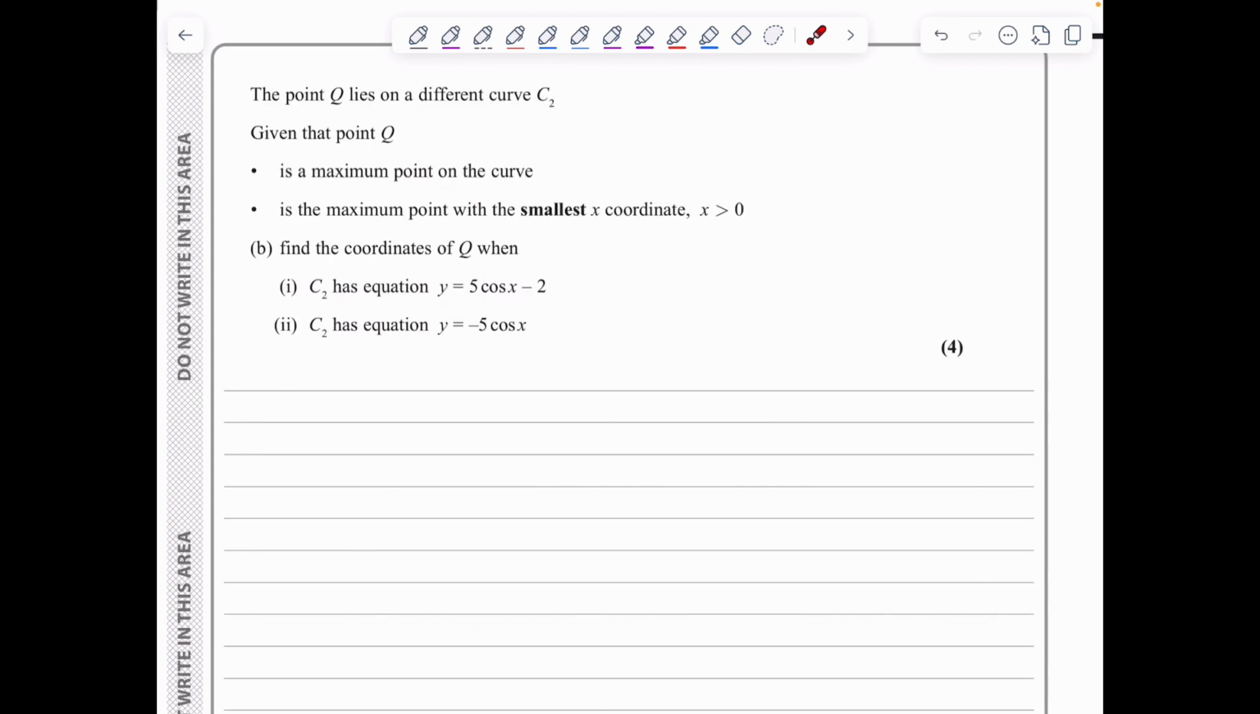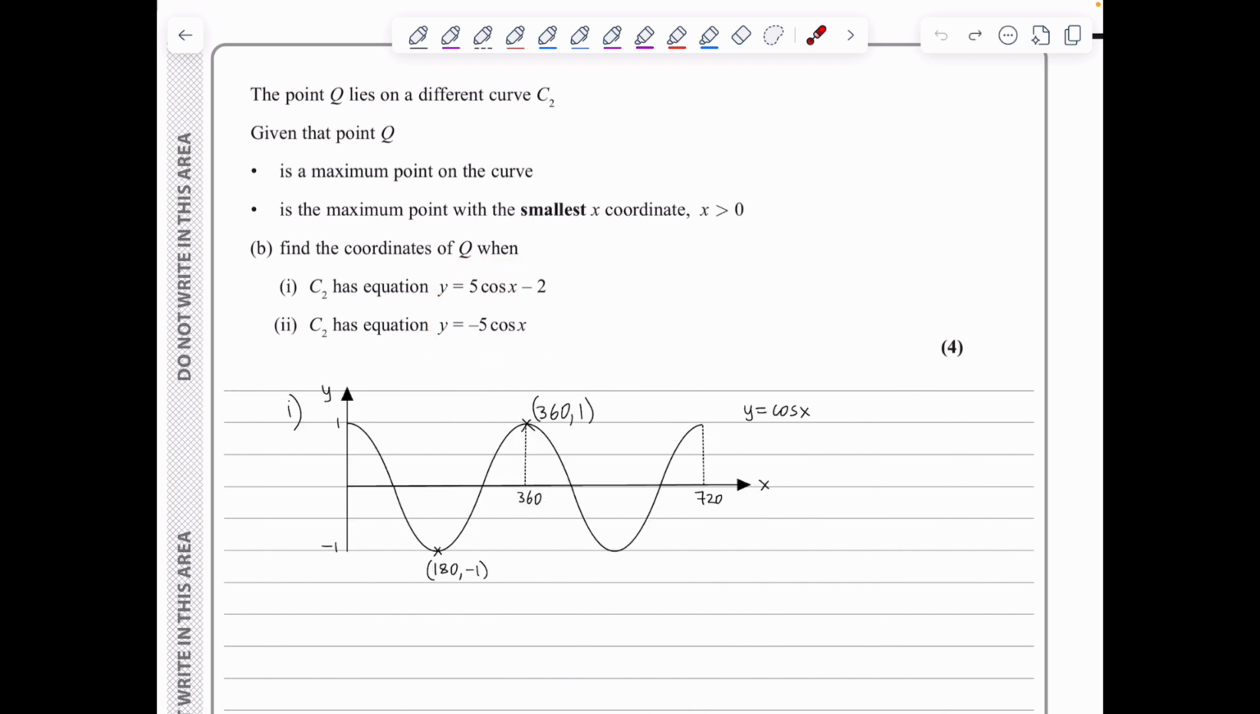We're then told that the point Q lies on a different curve C2, and the point Q is a maximum point on the curve with the smallest x coordinate, with x being positive. And I need to determine the coordinates of point Q in the case where y is 5 cos x minus 2 and y is minus 5 cos x. So let's start by recalling the graph of cos x. We've got a maximum at (360, 1).